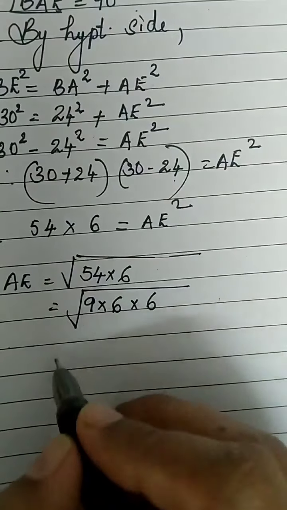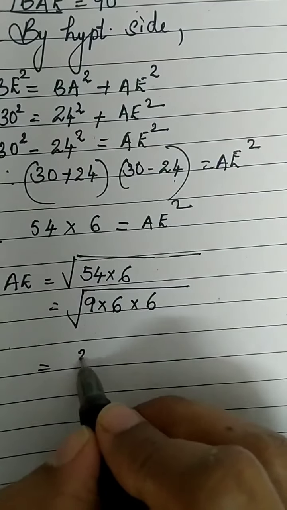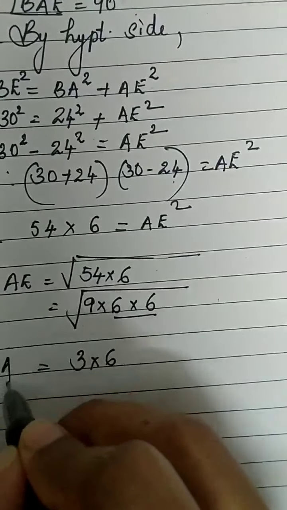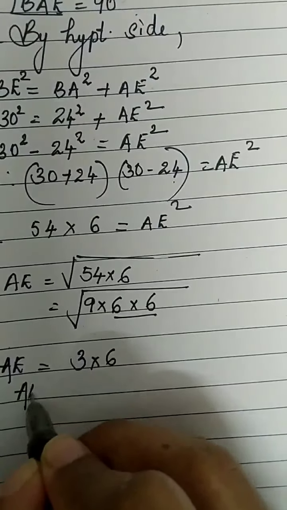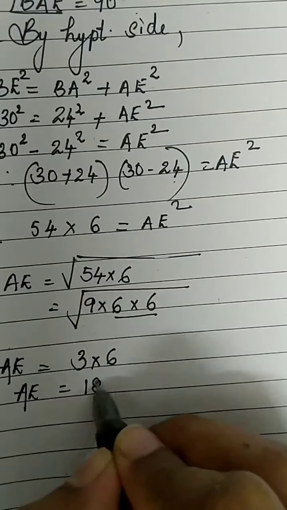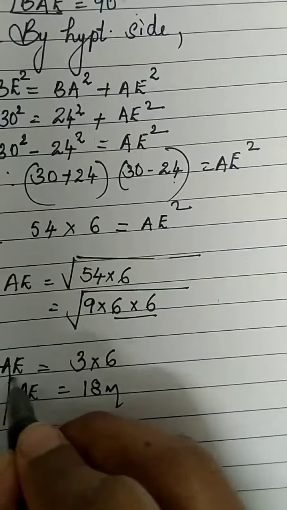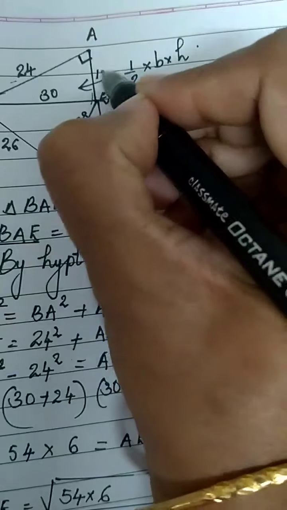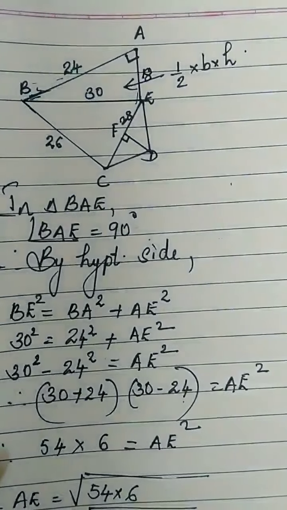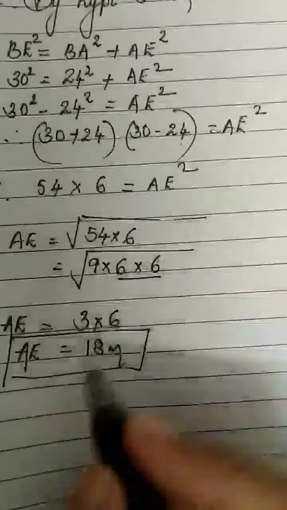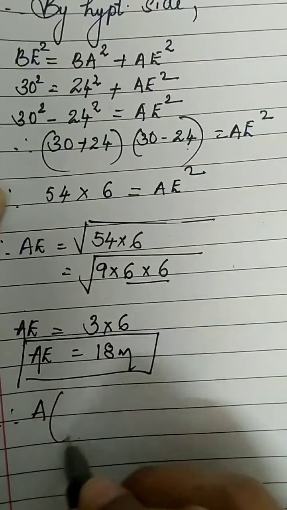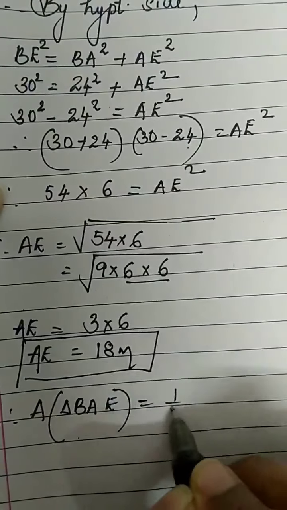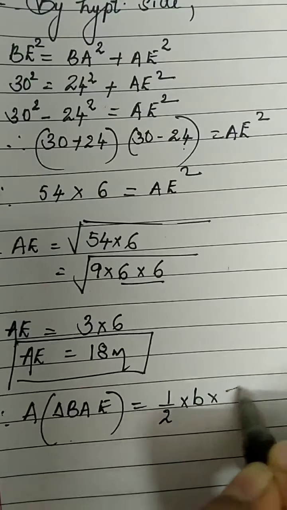What is the square root of 9? Square root of 9 is 3. And out of these two 6s, one 6 will come out. So we get AE as 18 meter. So in the figure also specify AE is 18. So can you find out now the area of triangle BAE? Therefore, area of triangle BAE is equal to half into base into height.